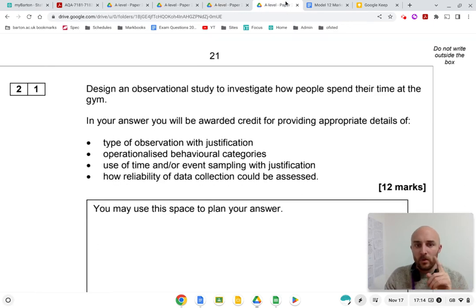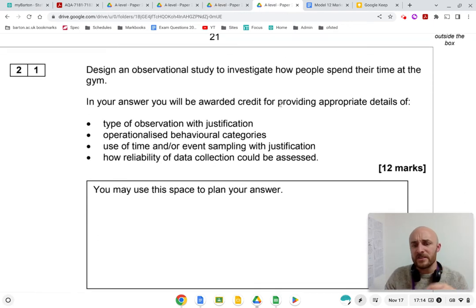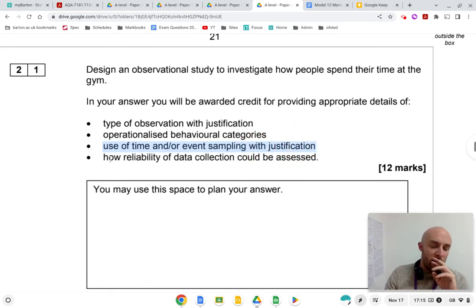I want to finish on one more observation. So as you can see, observation comes up quite a lot. Very simple, this one. Design an observation to investigate how people spend their time at the gym. You need to justify the type of observation you are going to use. You need to operationalize those behavioral categories, whether you're using time or event sampling with justification, and how reliability of data can be assessed.